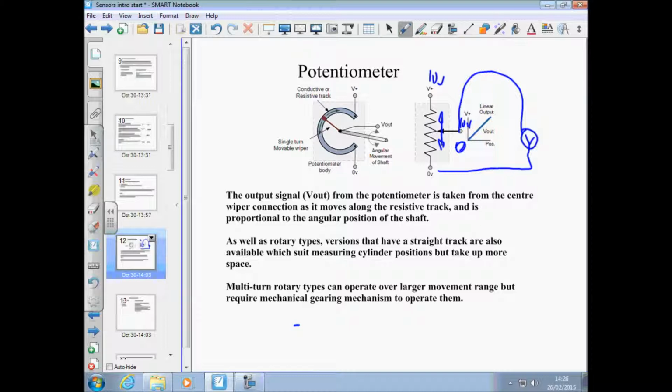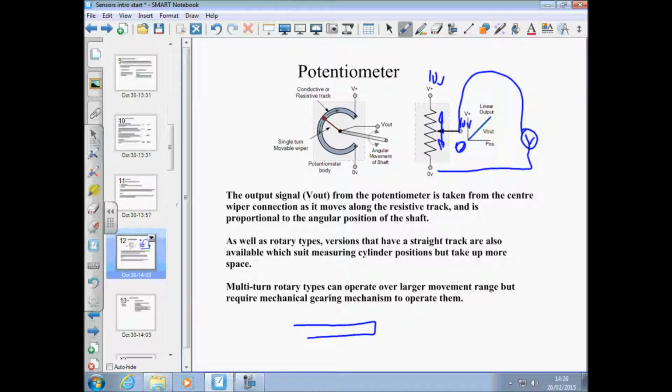But as well as rotary types, you can also get a straight type. So it looks almost like a linear pneumatic cylinder, but inside there's a pair of tracks so that you can connect it to a hydraulic cylinder, and the potentiometer moves linearly.